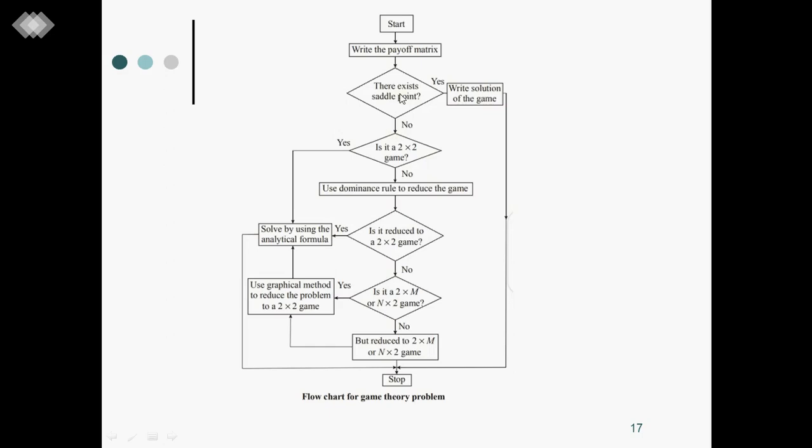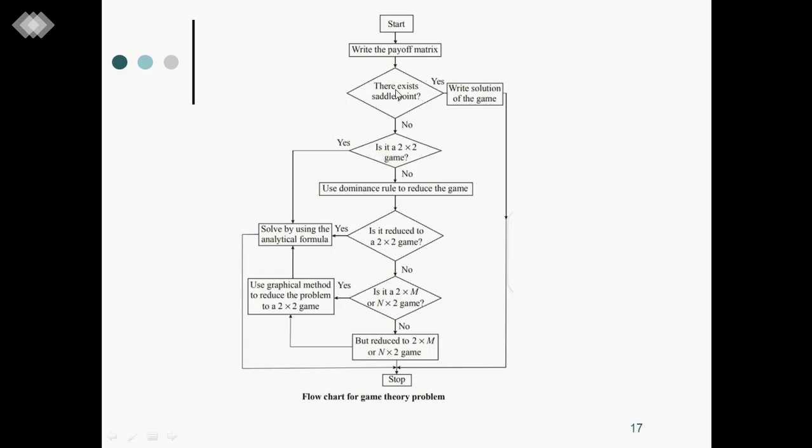Now assume that there is no saddle point. So you check, is it a 2 by 2 game? Sometimes a 2 by 2 game itself will be given as the payoff matrix. Then yes, it is a 2 by 2 game. What to do then? In the session 4 itself, I have taken a 2 by 2 game without a saddle point. Okay, there is no saddle point, but it is of 2 by 2, yes. Solve by using the analytical formula that I have given, A11, A12 and all. That's all, directly you will get the solution. You exit again, you come to the stop.